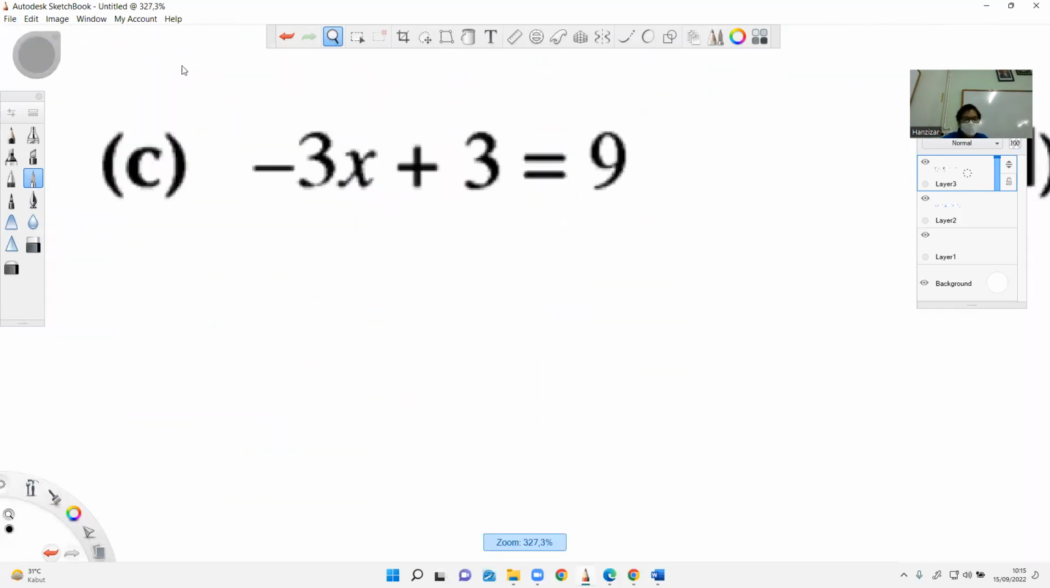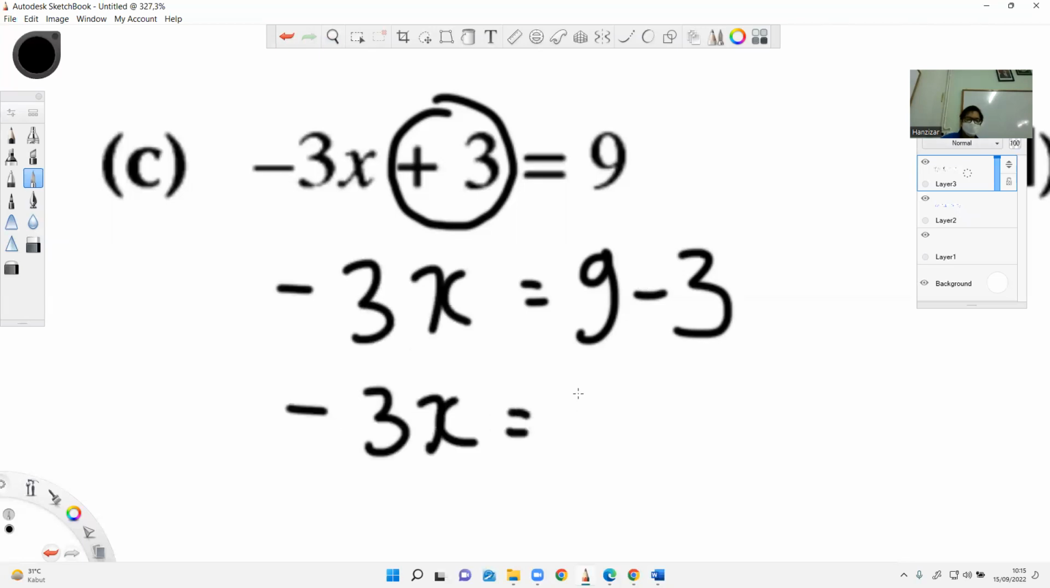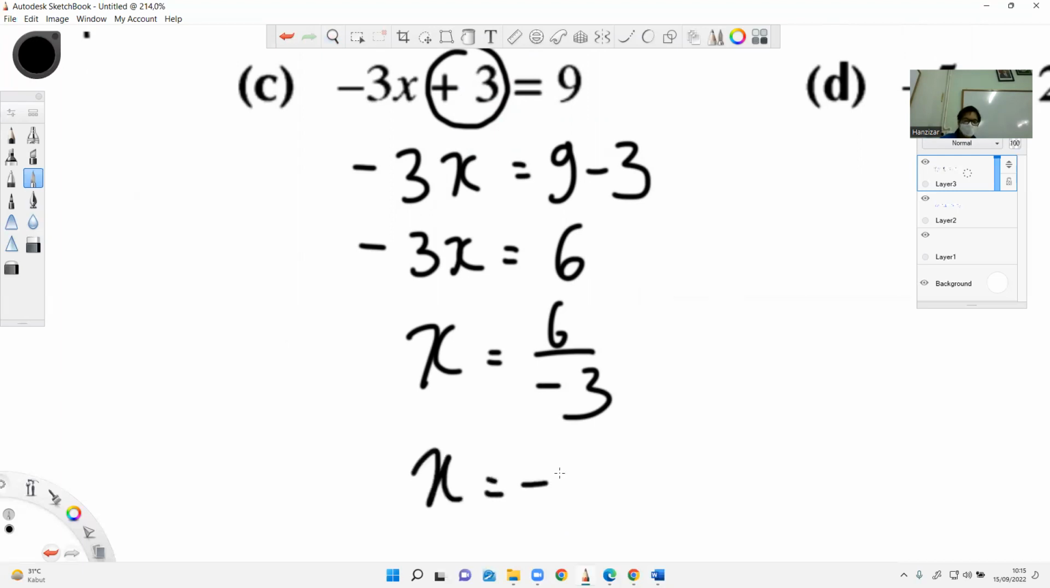What can you do here? Move the 3. Right? You move the minus 3 to the right side. And then negative 3x, right? 6. So how do you calculate the x? 6 divided by negative 3. 6 over negative 3. I think you better put the negative. Okay. We are finding the x.